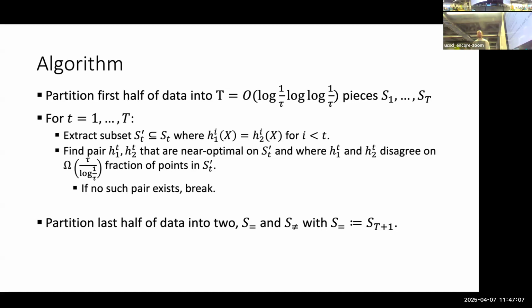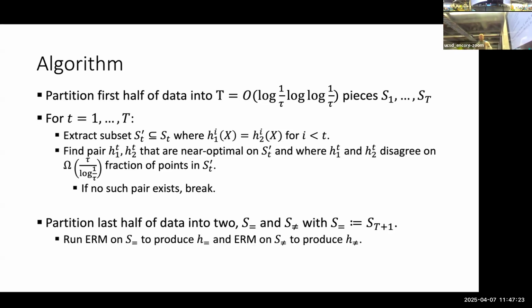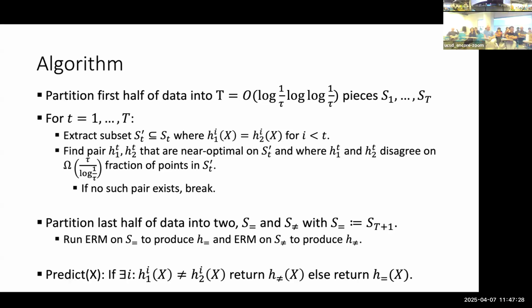And then finally, once you're done with this, you take the rest of your training data and you make two pieces. One of them is all the data where all the pairs so far agree. This is the region that got easier and easier and easier. And then you have the remaining data, where this is not equal. You run ERM on both of them to get two hypotheses. And then the final algorithm is a little complicated. You ask all these pairs if there's a pair that disagree on this prediction. If there is, we use the one that's trained on the data where there's a pair that disagree. Otherwise, we use the classifier that was trained where everything agrees.